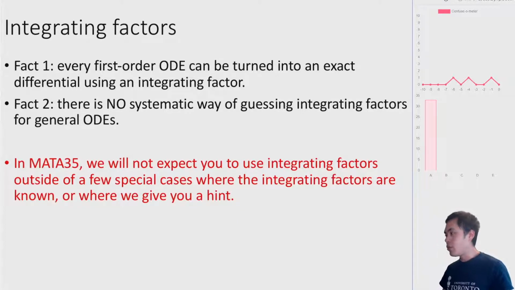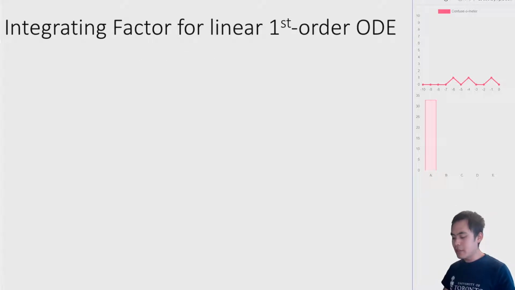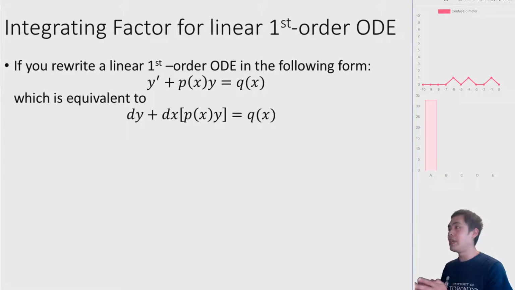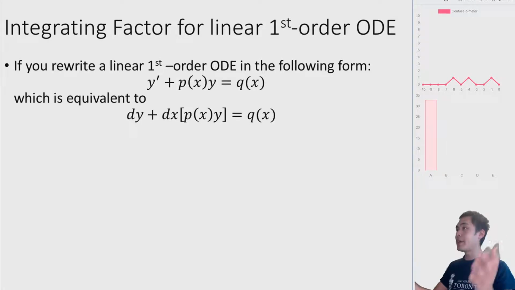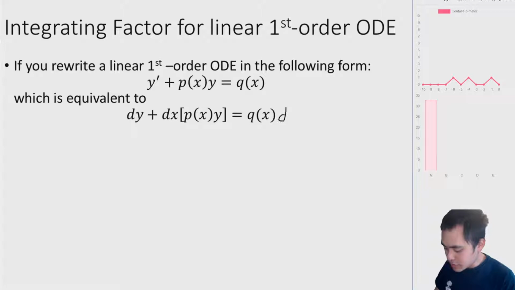Okay, now, what particular forms do we care about? If we go all the way back to last lecture, one of the reasons we went on this big winding path is because we wanted to solve a linear first order ODE, which has the following form: y prime plus p of x y is equal to q of x. You can rewrite this as dy plus dx times p of x y is equal to q of x dx, by just multiplying everything by dx.